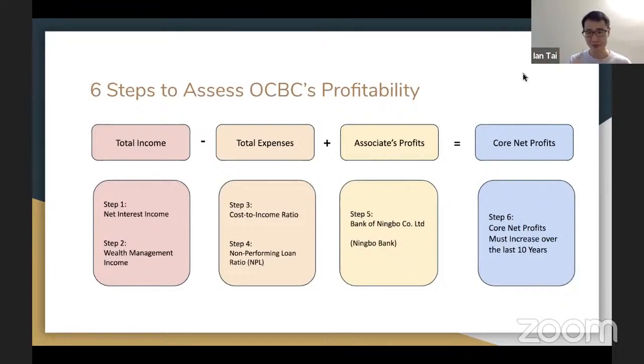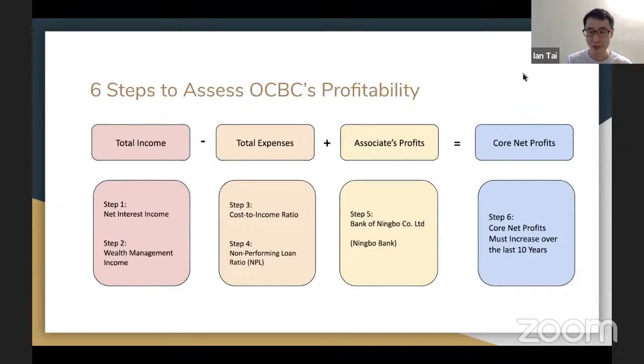Step number four, this is the deal breaker. A lot of people couldn't tell the difference between all the banks. Banks, for example in Malaysia, we have Public Bank, Maybank, and CIMB Bank. A lot of people couldn't tell which one is a better bank, Public, CIMB, or Maybank. One of the key criteria I look at is the non-performing loan ratio, the NPL ratio. What it means is this.